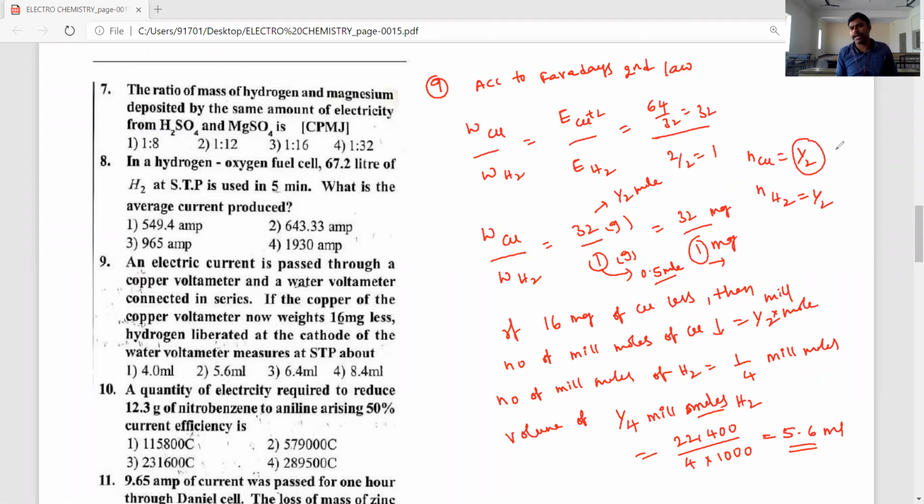If from this half, again half is decreased, it becomes 1 by 4. It is also half decreased, then it also becomes 1 by 4. So 1 by 4 millimoles of H2 occupies a volume, because the weight was given in milligrams, that's why it becomes millimoles. The volume is 22,400 by 4 divided by 1000, which is 5.6 ml. So the answer is the second option. Here we used Faraday's second law to calculate the number of moles of H2. The number of millimoles of H2 present is 1 by 4.